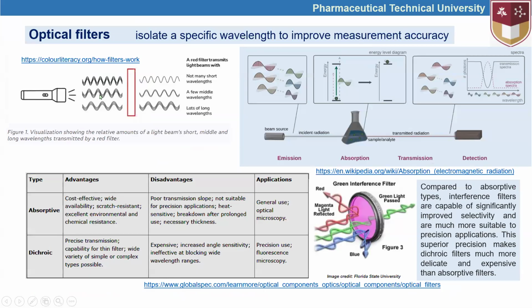And here we can see the optical filters, which are used to isolate specific wavelengths to improve the measurement accuracy. Here we can see that if the colorimeters are provided with some special filters, the wavelength can be stimulated.